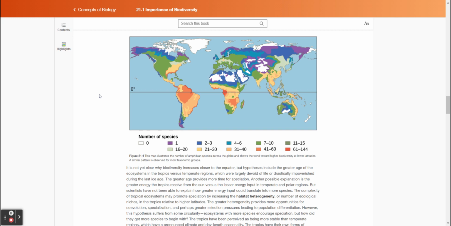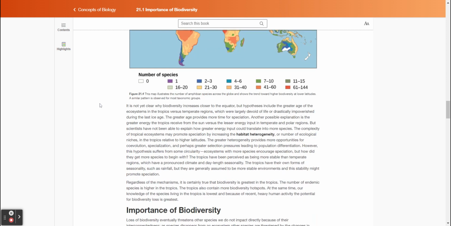It is not yet clear why biodiversity increases closer to the equator, but hypotheses include the greater age of the ecosystems in the tropics versus temperate regions, which were largely devoid of life or drastically impoverished during the last ice age. The greater age provides more time for speciation. Another possible explanation is the greater energy the tropics receive from the sun versus the lesser energy input in temperate and polar regions. But scientists have not been able to explain how greater energy input could translate into more species.